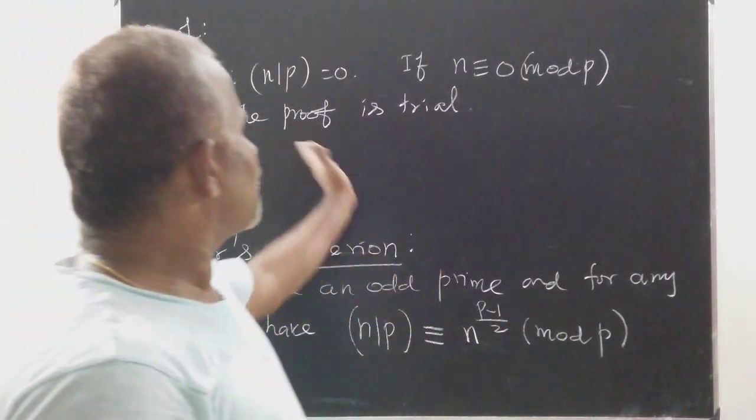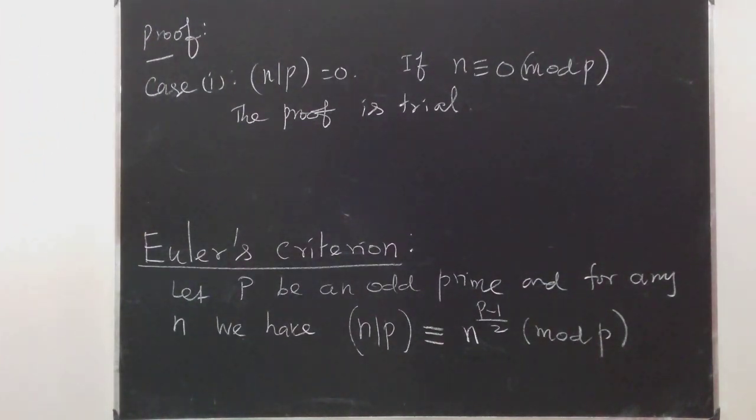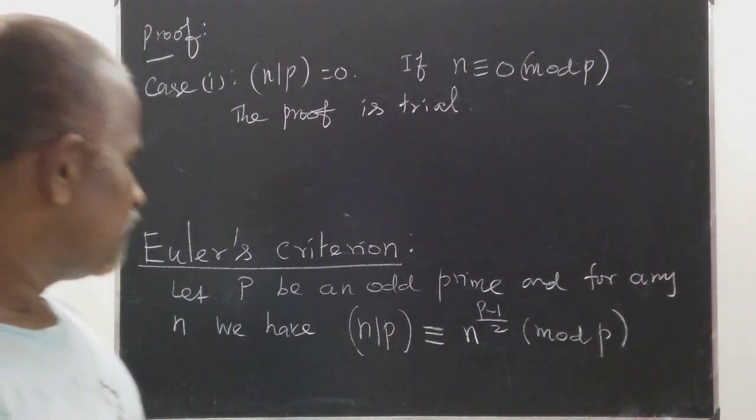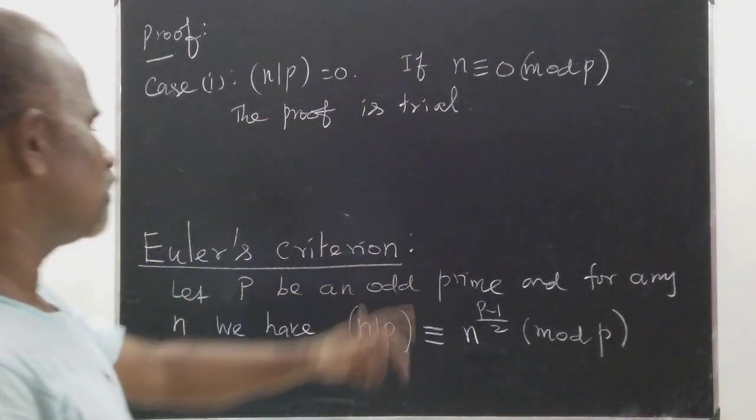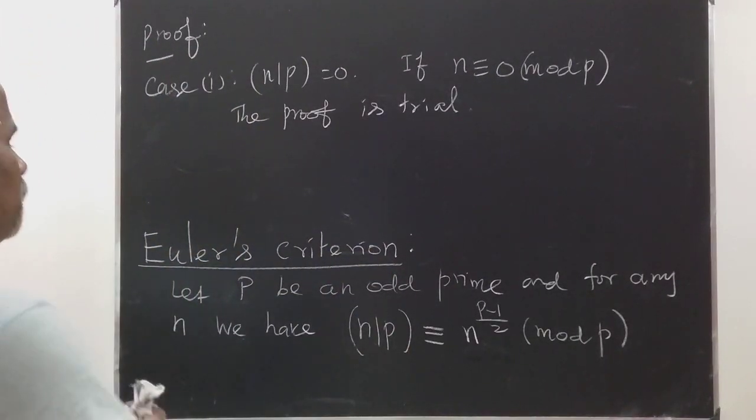Okay. Both the numbers are congruent to 0 mod p. So this is also congruent to 0 mod p. That is also congruent to 0 mod p.